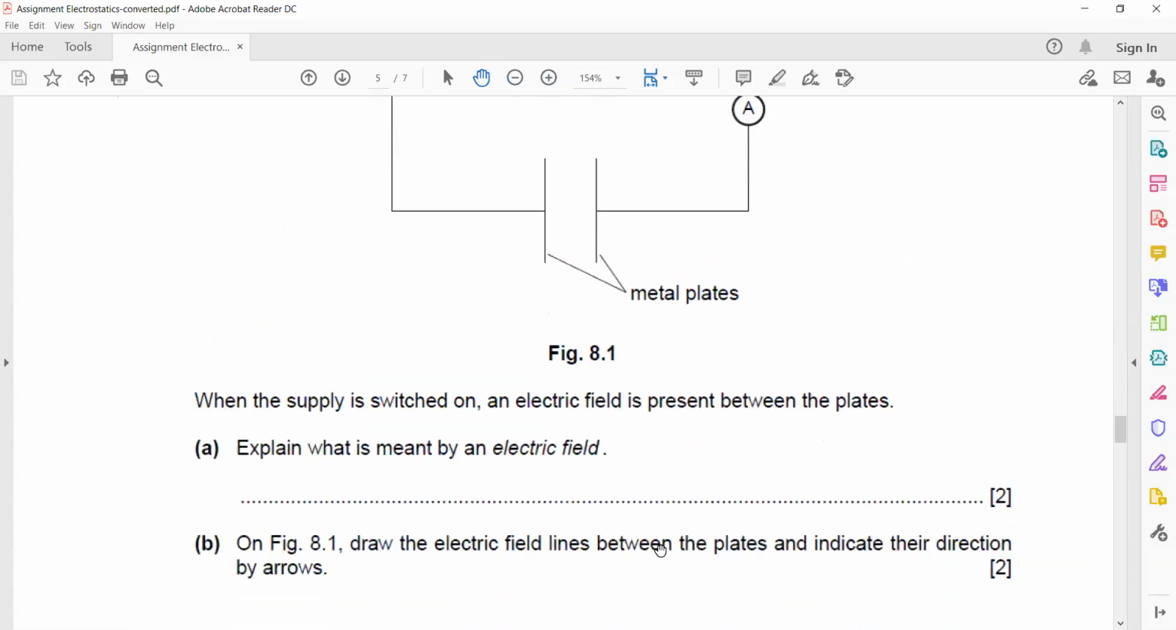What is meant by electric field? It's 2 marks, so you have to write the standard definition. It's better you learn this definition. The region around a charge where a small positive charge can experience a force is known as an electric field.